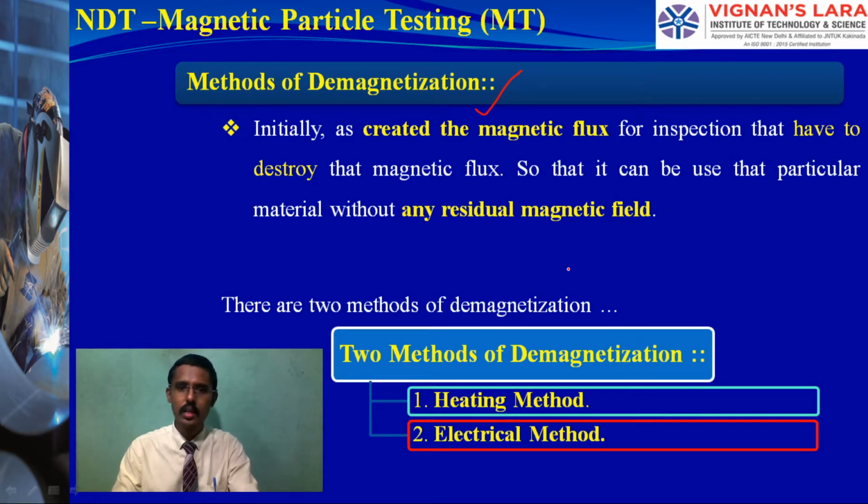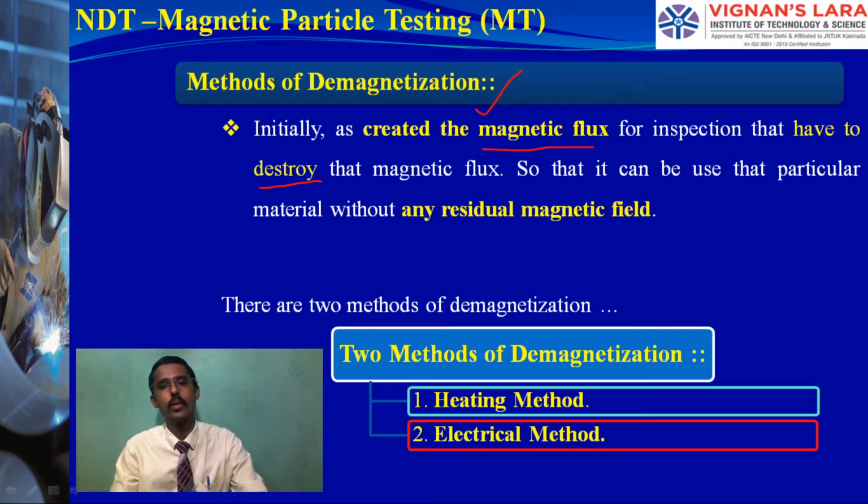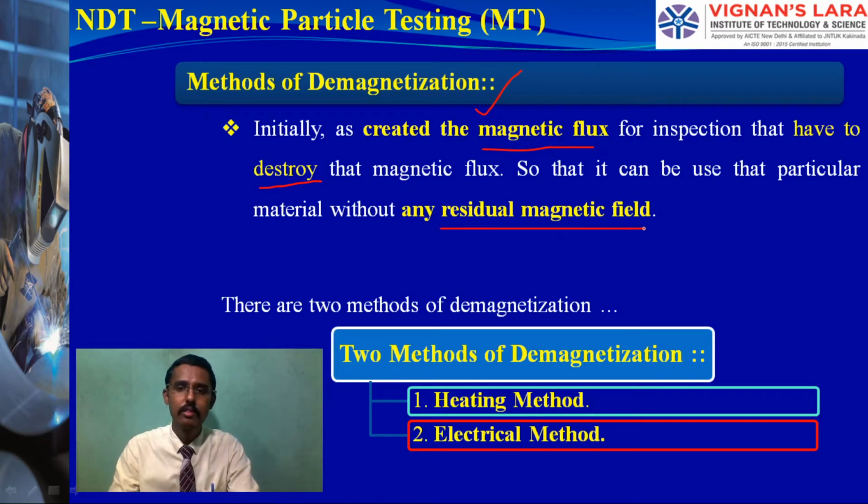So initially, the magnetic flux created for inspection has to be destroyed, because we have created a magnetic field by applying a probe and passing current, and the magnetic field is created perpendicular to it. Now this created magnetic flux is to be destroyed, otherwise it will create a residual magnetic field. So we understand why it is needed.